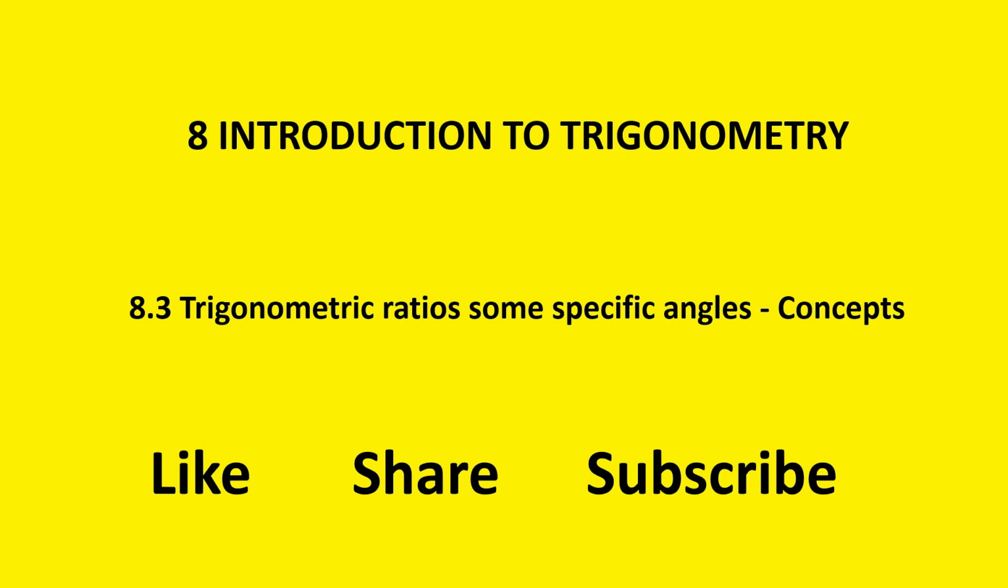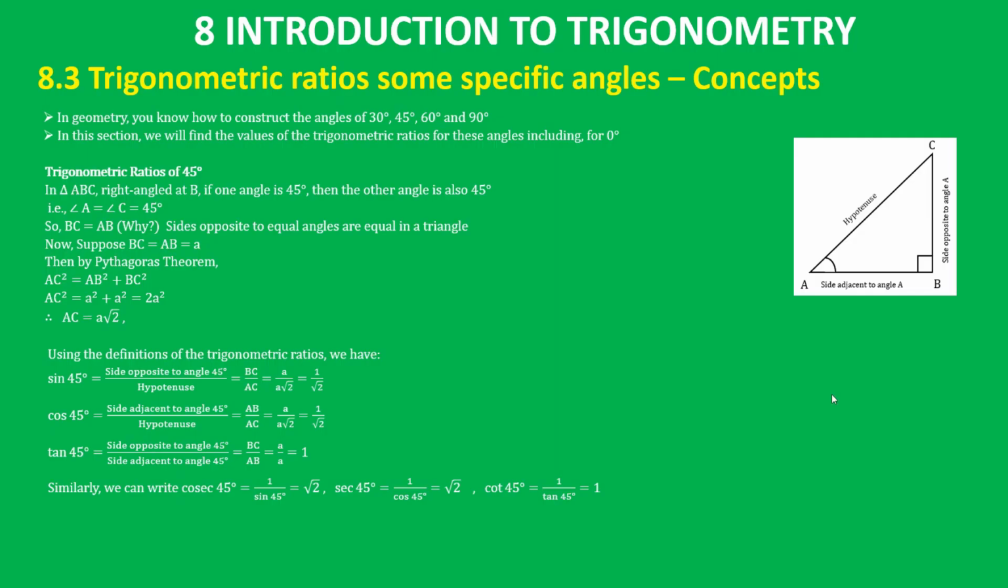Trigonometric ratios of some specific angles. Okay, this is related to concept 8.3. What are some specific angles? Let us say 30 degrees, 45 degrees, 60 degrees and 90 degrees. If angle A is equal to 45 degrees, if angle A is equal to 30 degrees, if angle A is equal to 60 degrees, if angle A is 90 degrees, what will be the trigonometric ratios values?